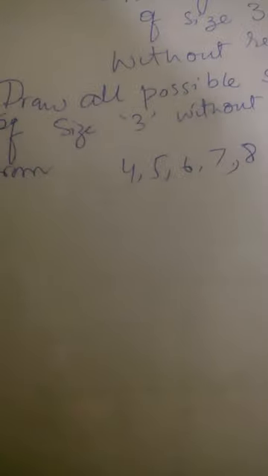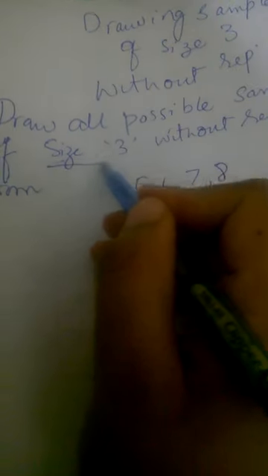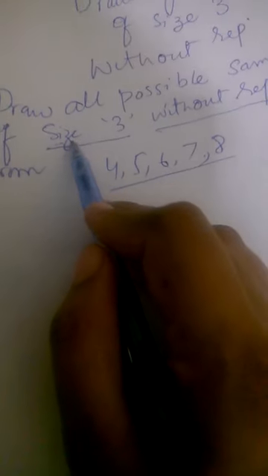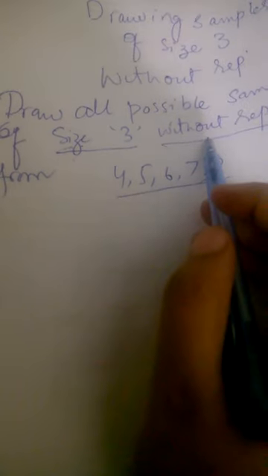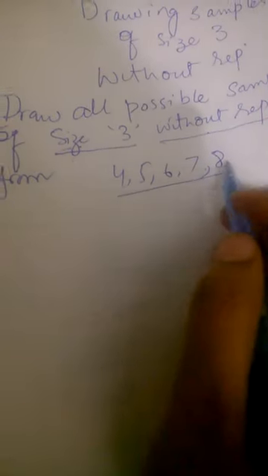Okay, now we are going to discuss how to draw samples of size 3 without replacement. Draw all possible samples of size 3 without replacement from 4, 5, 6, 7, 8. This is your population. So, note the three important points: what is the size of the sample, what is the procedure, and what is your population. You have size of sample equal to 3, procedure is without replacement, and population is 4, 5, 6, 7, 8.